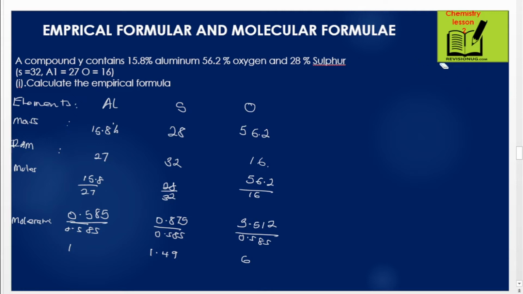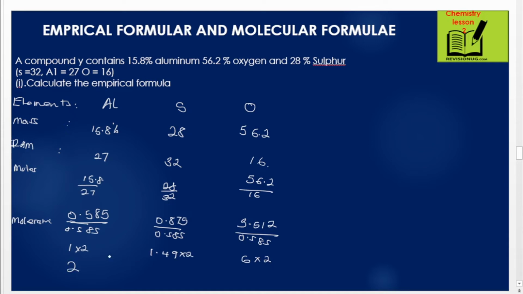The simple trick is to remember, whenever you get a number which is nearer to 5, 6, 7, 8, 9, you multiply that number by 2 until you get a whole number. So this is what we are going to do. Multiply by 2 here, we multiply by 2. So this is going to be a 2.